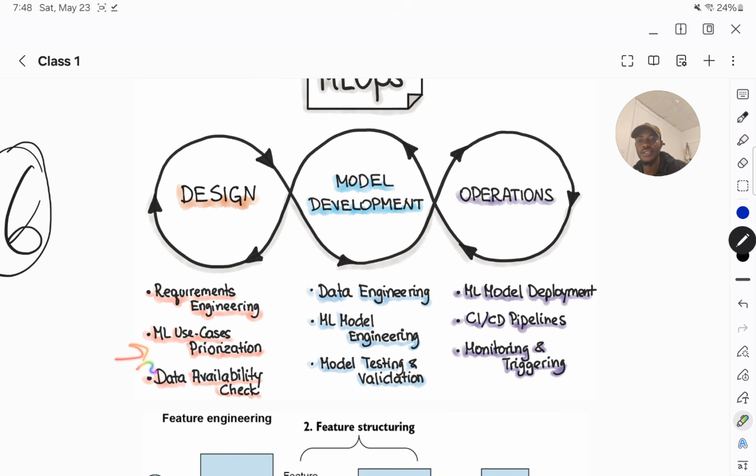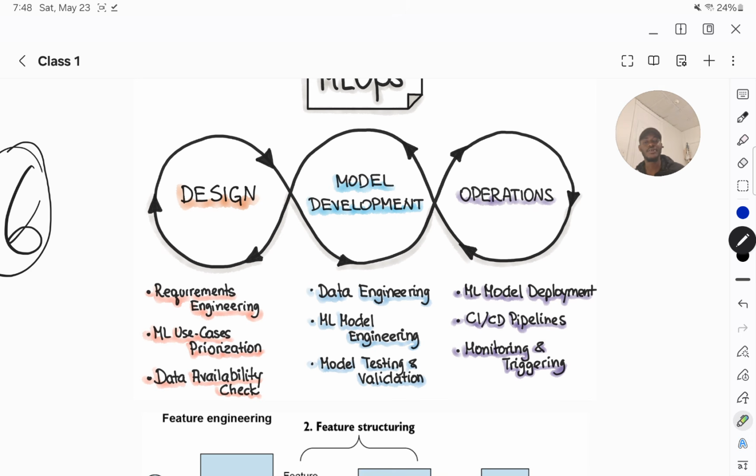What is the ML use case, right? And then what is the data that is available? So this is the design phase. So this helps in actualizing or finalizing the design phase. The next is the model development, because now we have the data. We can now go into the model development phase.